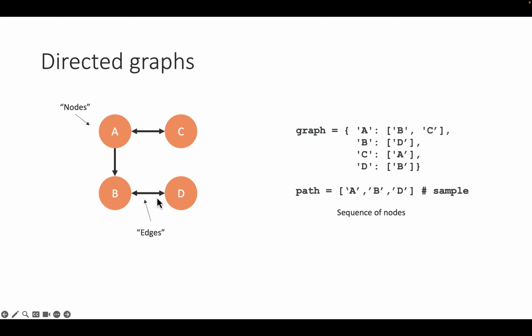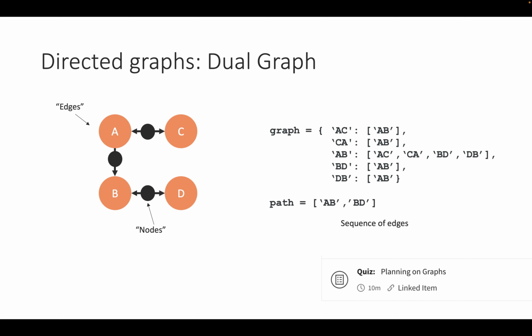This also leads to the concept of a path. In this case, a path from A to D can be a collection of nodes. So I have a list of nodes A, B, and D. And usually this is the desired outcome, a path like that a robot can follow.